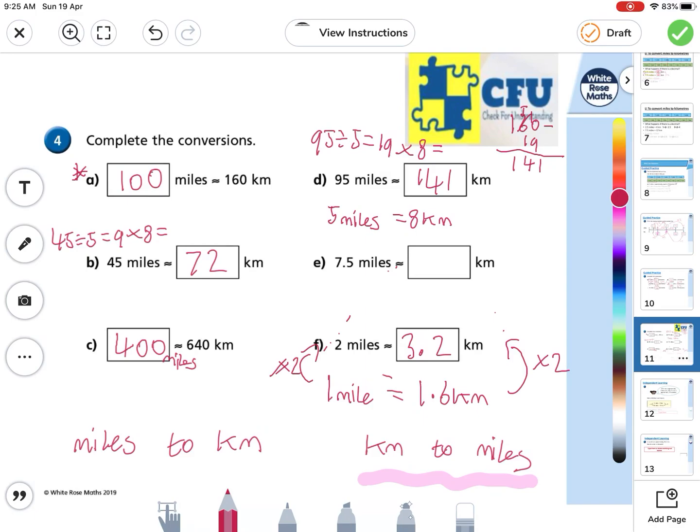Okay, so we've got 7.5 miles is how many kilometres? Now, from miles to kilometres, again, I'm going to divide by 5. How many 5s in 7.5? That'll be 1.5, then times that by 8 to work out kilometres. 1.5 times 8 is, well, 1 times 8 is 8. Then 0.5 times 8 is 4. 8 plus 4 is 12 kilometres.